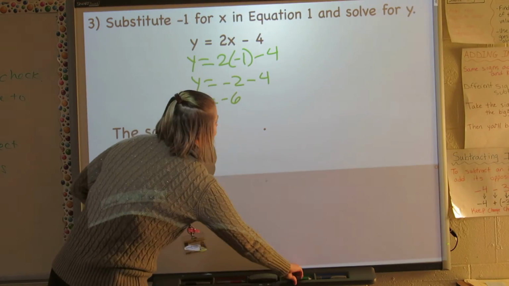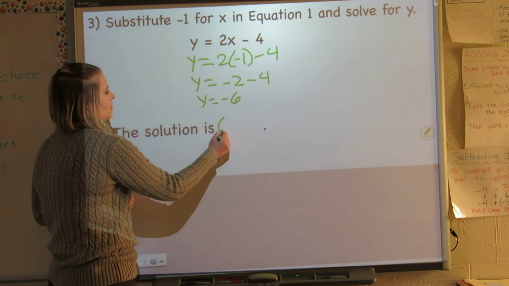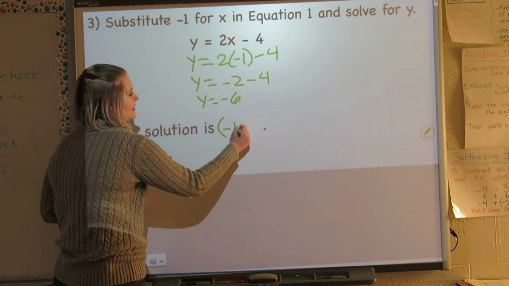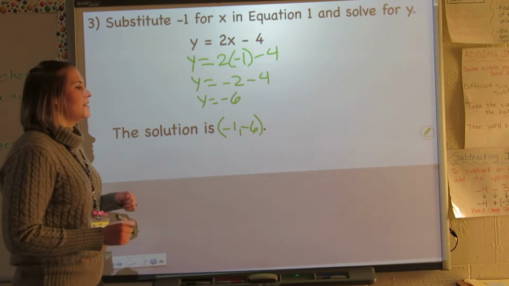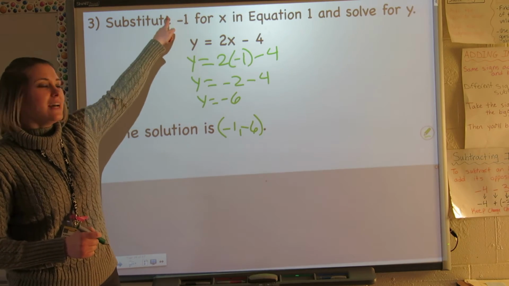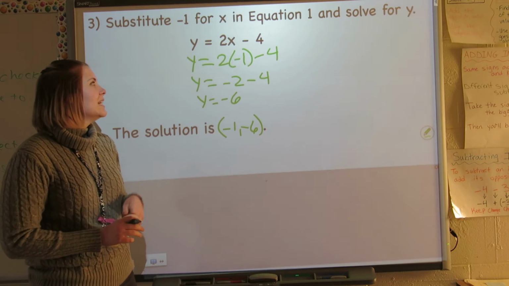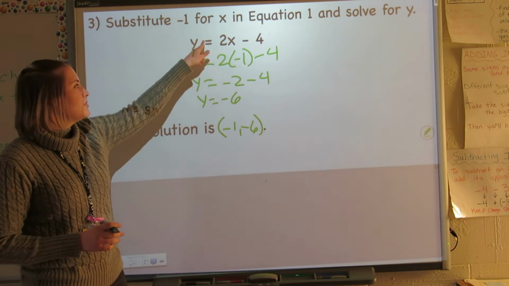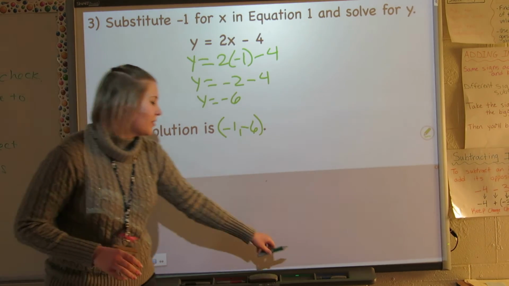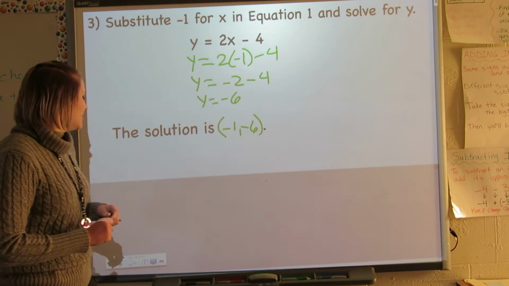So that means that the solution to the equation, or the point where they will intersect, is negative 1, negative 6. Negative 1 was my x value, and here I found that negative 6 was my y value. And I know that I can check it by substituting it back into both of my original equations.